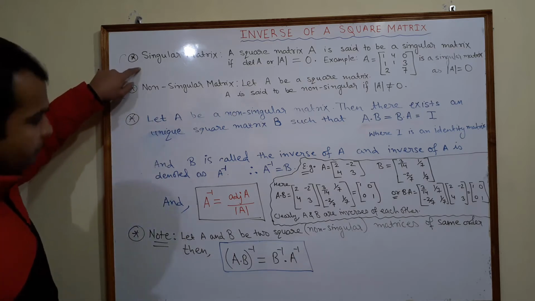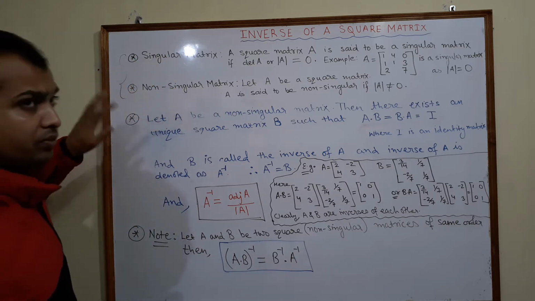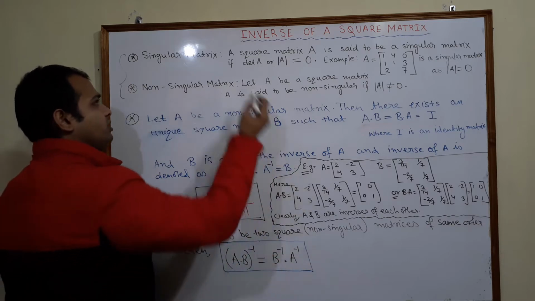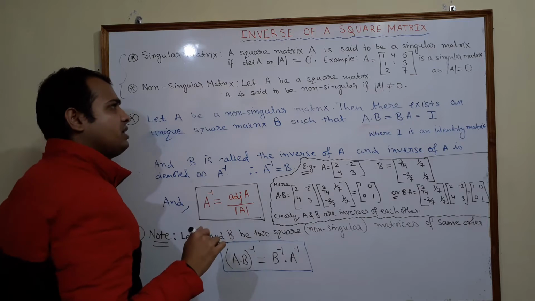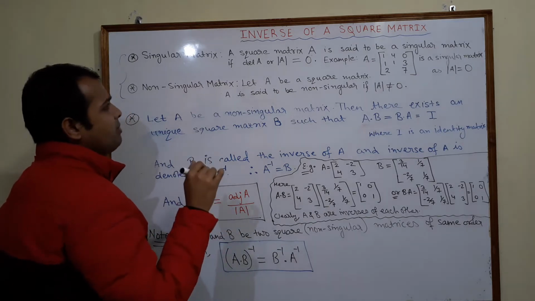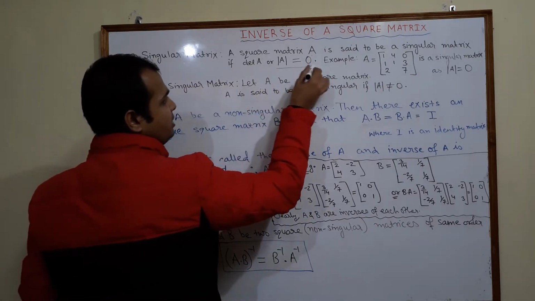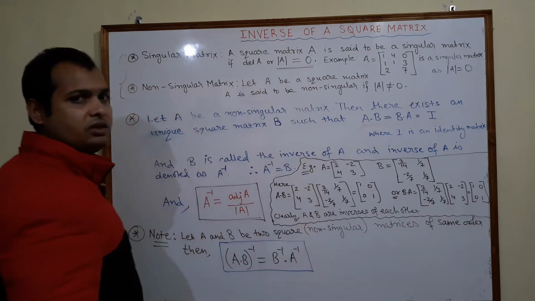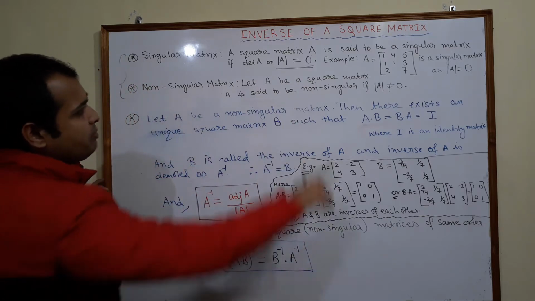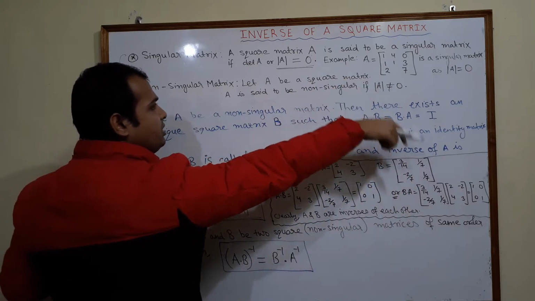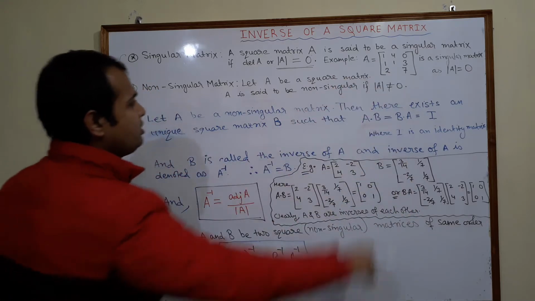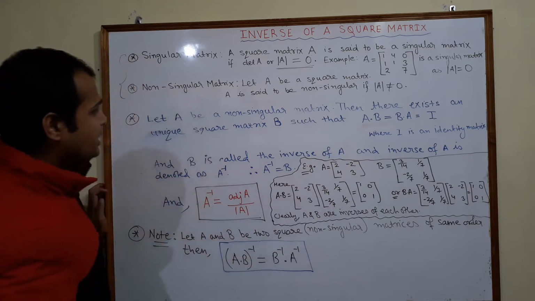The first one is the singular matrix. So what is a singular matrix? If you have a square matrix A, then that square matrix A will be singular if its determinant is equal to 0. For example, I have taken a matrix over here. When you find the determinant, you will get 0. Therefore, this matrix is a singular matrix.